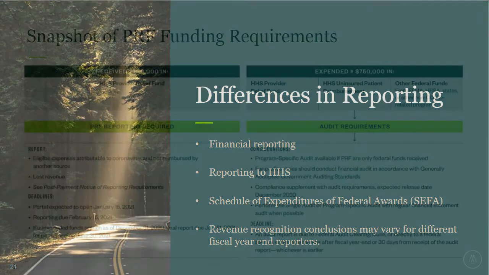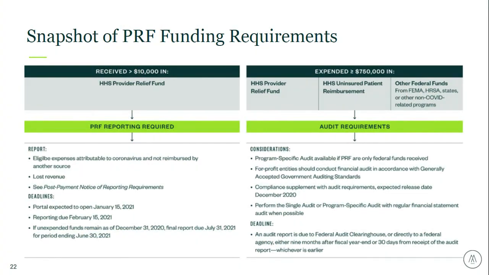All right, so this is just a high-level snapshot of the audit requirements. The threshold, and I think somebody had asked this question too, for whether or not a single audit or a program-specific audit could happen is if an organization expends $750,000 or more in federal funds. And for the program-specific audit that I mentioned, if the Provider Relief Fund is your only federal program, with no other federal programs, even if you get a very small dollar amount in relation, then you would have that option. Otherwise, it would be a single audit.